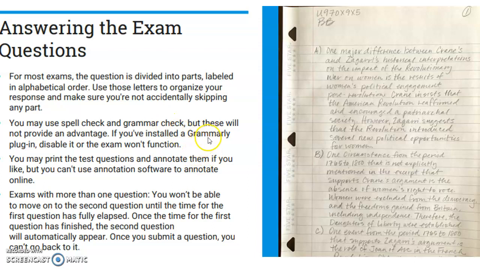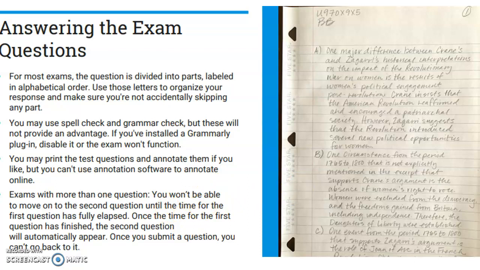You can use spell check and grammar, but if you have Grammarly plugged in, you need to disable that. You can print the test questions and annotate them if you like, but you can't use annotation software to annotate online.